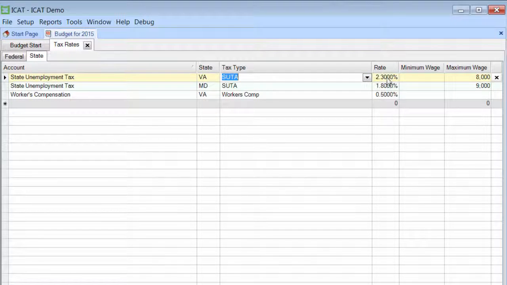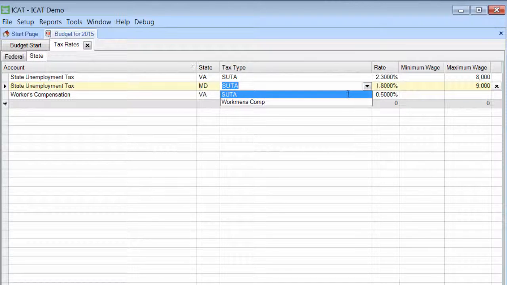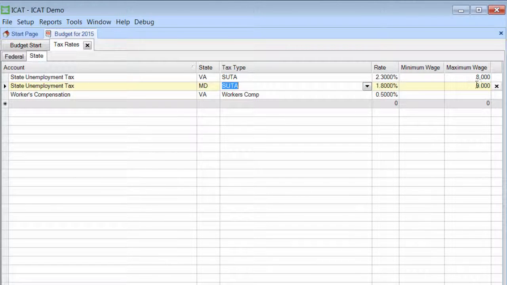Here, the contractor enters their tax rate for the particular state and the wage maximum. For Maryland, we're showing, again, state unemployment tax, showing the state as Maryland. Again, that it is a state unemployment tax type account. We're showing the tax rate and the wage maximum for Maryland. Now, these wage maximums vary from state to state, so please refer to your particular state's tax rules.